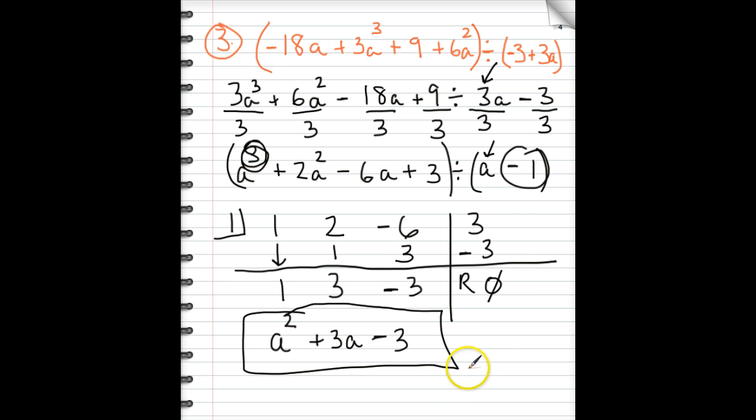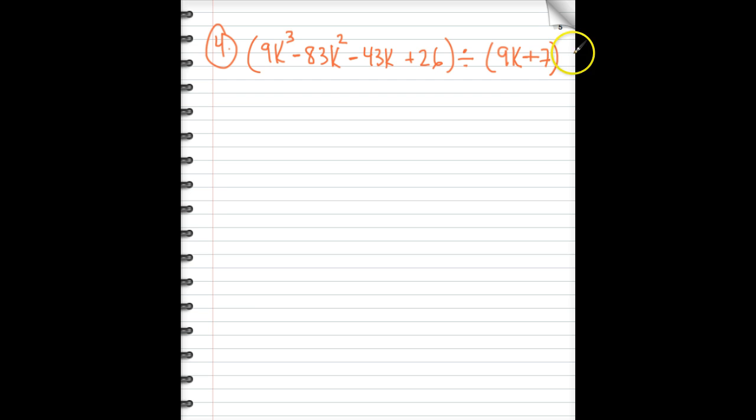Okay, that one illustrates how to deal with a situation where the variable in the divisor does not have a coefficient of 1. We'll see one more challenging example of that next, and then this video will have come to fruition. Okay, finally, example 4. Notice that in our dividend, we do have descending powers, k to the third, second, first, and constant, and we're dividing by 9k plus 7.